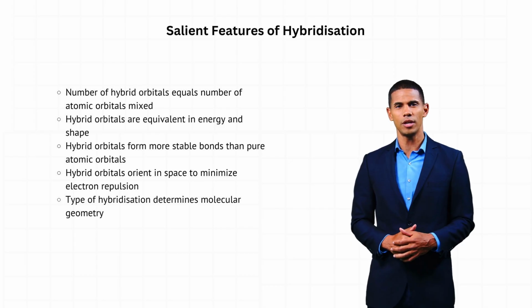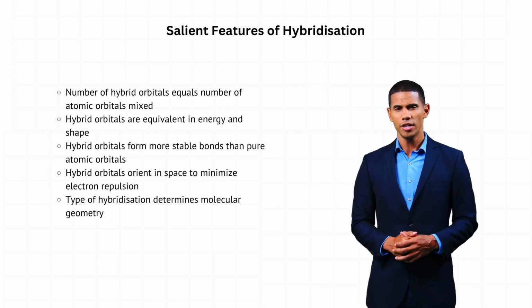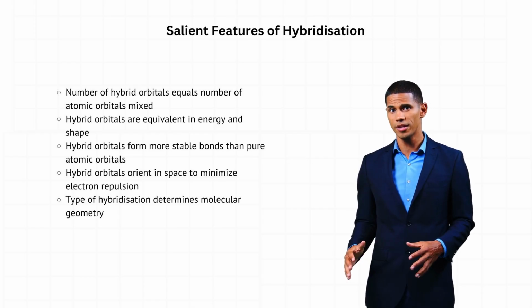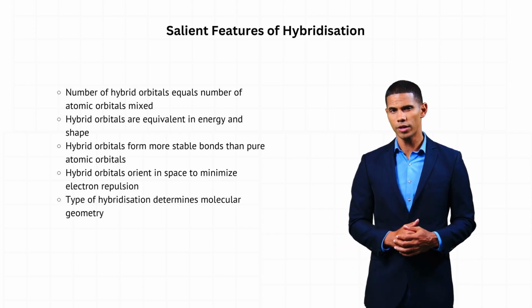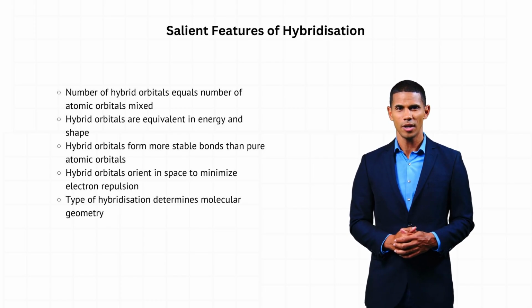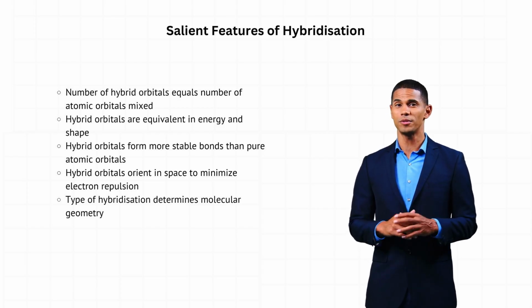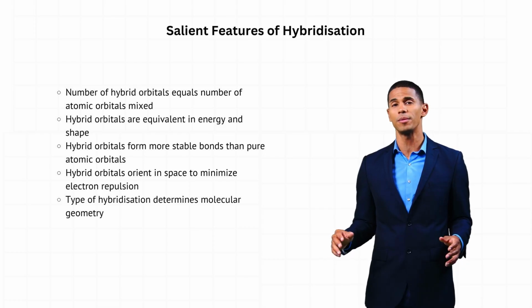They are exactly equivalent in both energy and shape. This equivalence is essential because it means the atom shares its electrons evenly in chemical bonds. Step 3. Hybrid orbitals are better at forming stable bonds than pure atomic orbitals. Since they are directed in space, hybrid orbitals overlap more effectively with orbitals from other atoms, creating stronger bonds.